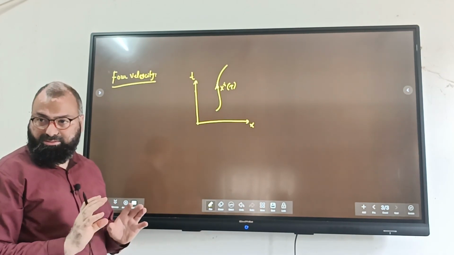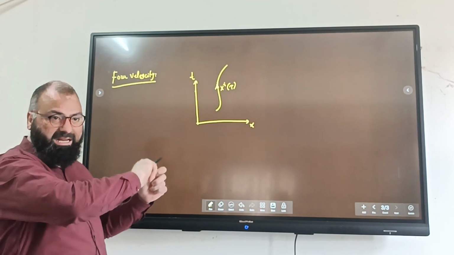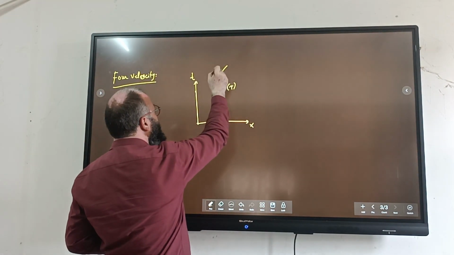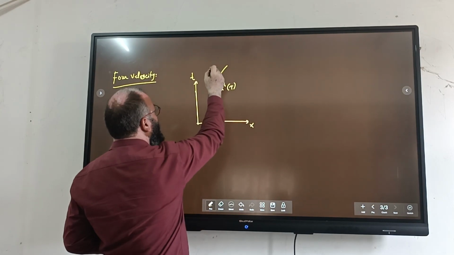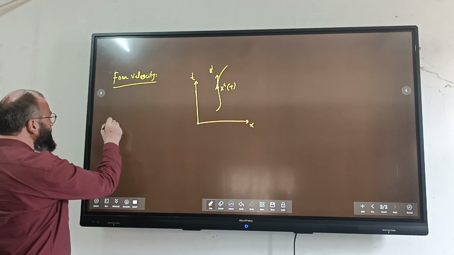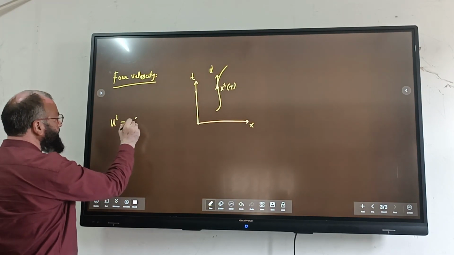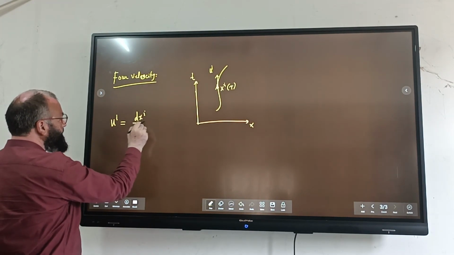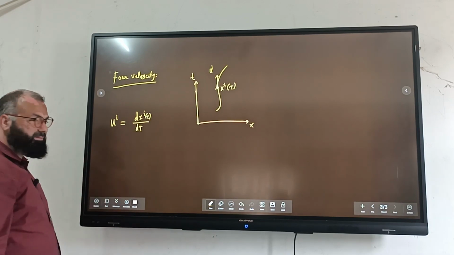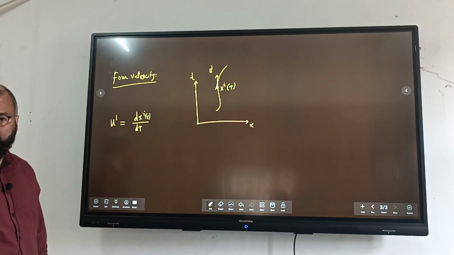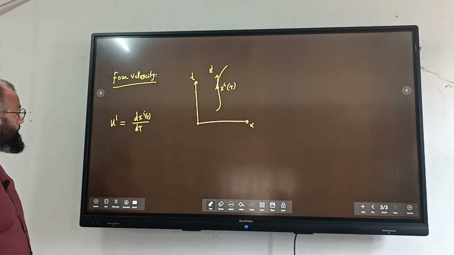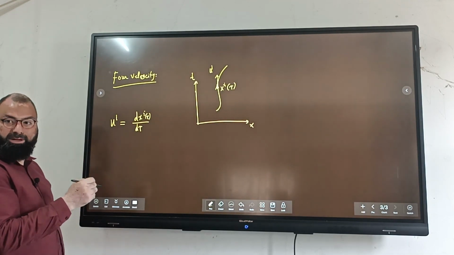Clear? So now draw a tangent at each point. It will be like this. This tangent I call u^i. Now I define my 4 velocity vector as dx^i by d tau. So this is a function of tau. Clear? So this is how we define the 4 velocity vector. Now let's figure out the components.